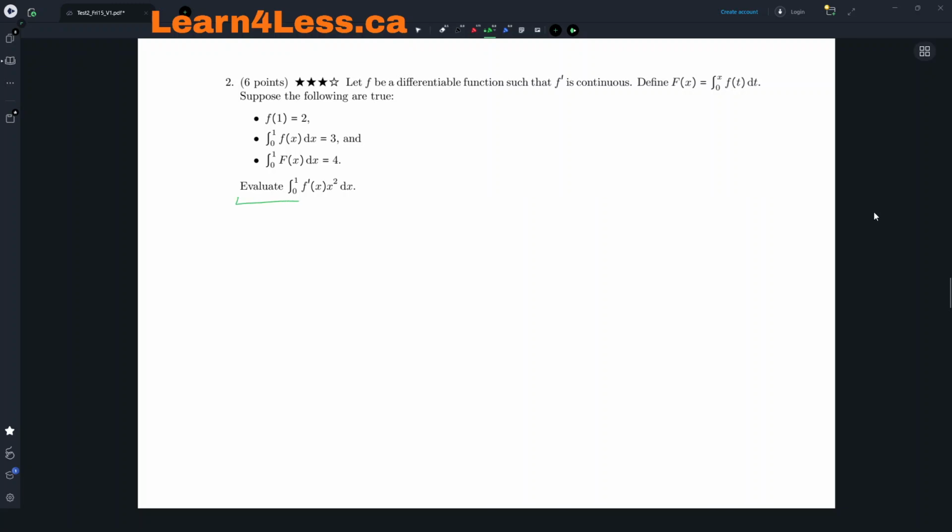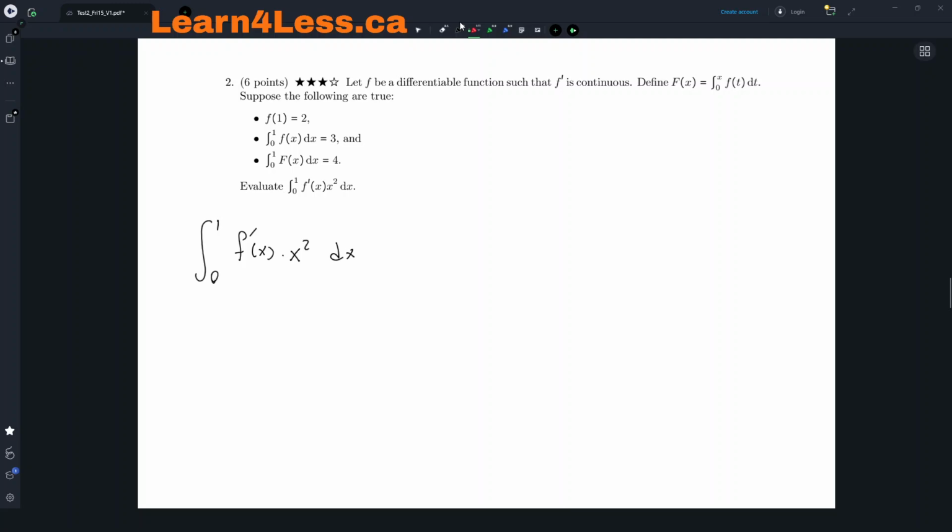And here we are asked to evaluate the integral of f prime of x squared. Again, if we for now skip all of this information and just focus on this part, let's see how we can take this integral. So we have the integral from 0 to 1 of f prime of x times x squared dx.